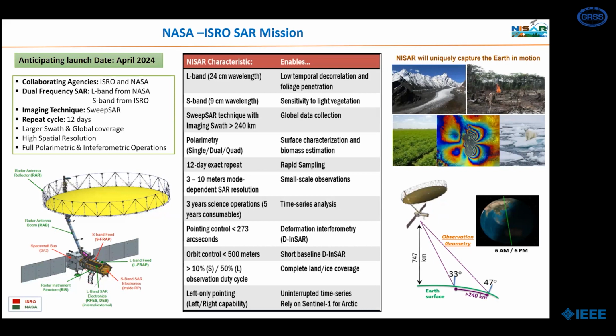And also it uses the SweepSAR technique. Here we are getting a 240 kilometer swath with a very high resolution of 6 meters, and we have global data collection with polarimetry, because the data is available in single, dual, compact, as well as full pol. Because of this, we will do surface characterization as well as biomass estimation.